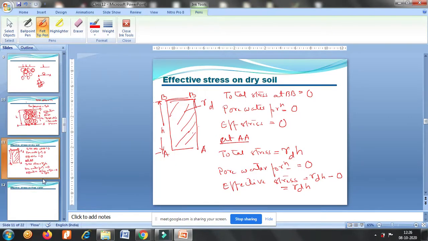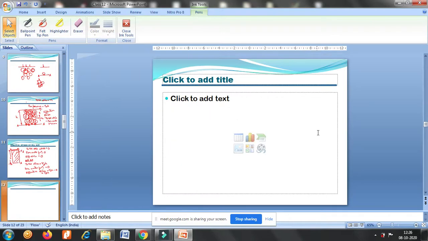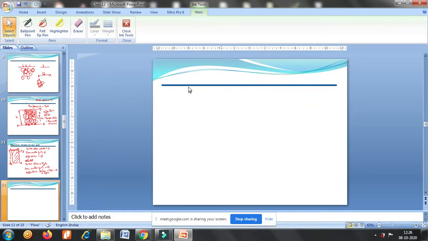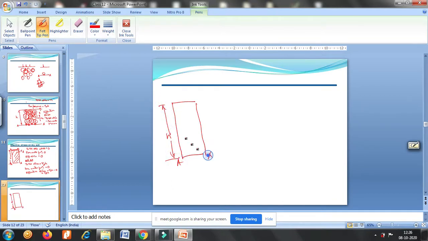Let me draw the diagram. Here this is our soil, the soil grains, dry soil. This depth is H. H is the depth, A is this one, and B is the surface.